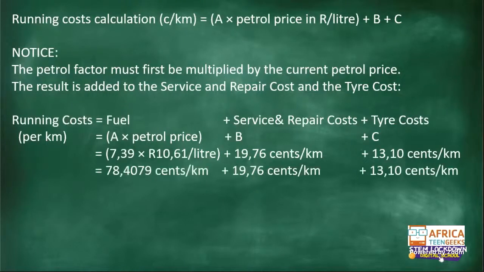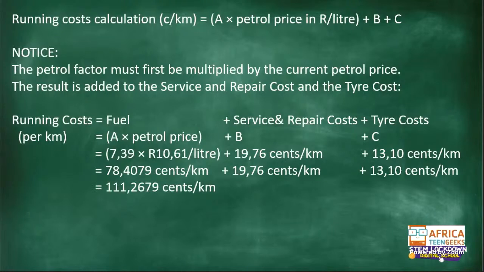And then you will see that once you multiply 7.39 by 10, you will get 78.4079, and that will be in cents per kilometer. And then, of course, you add that to 19.76 cents per kilometer and 13.1 cents per kilometer.